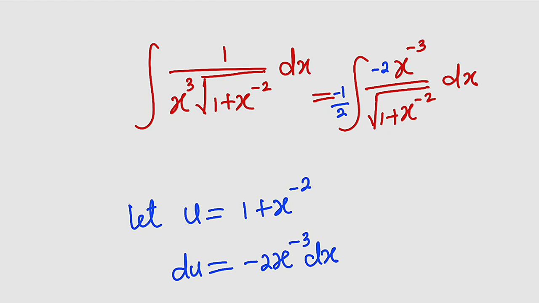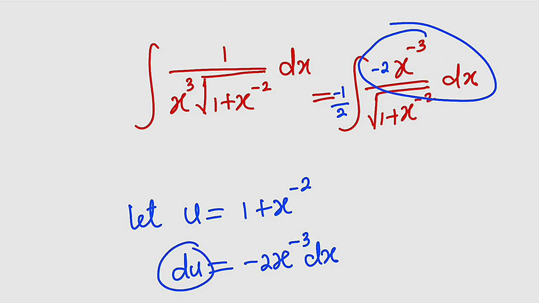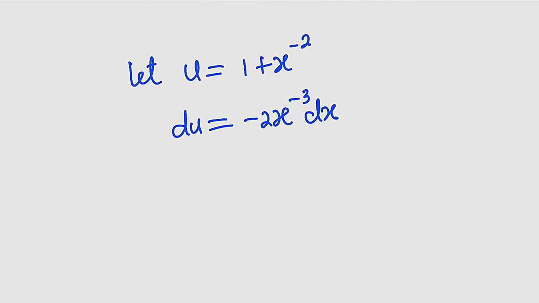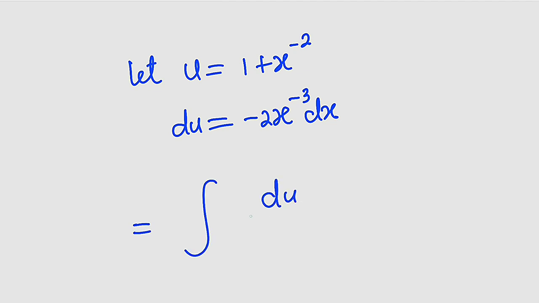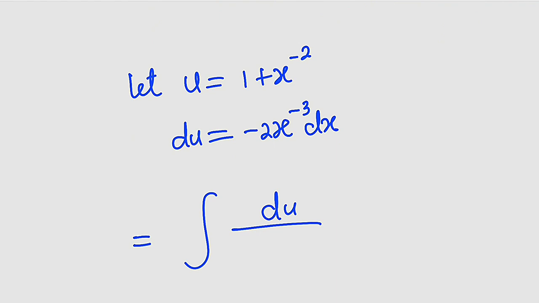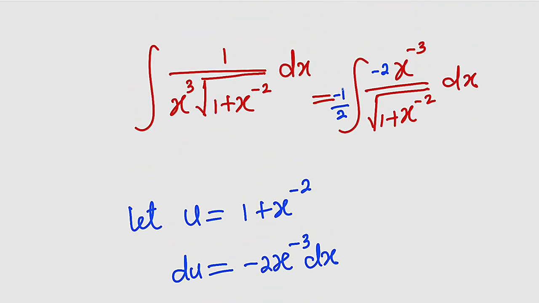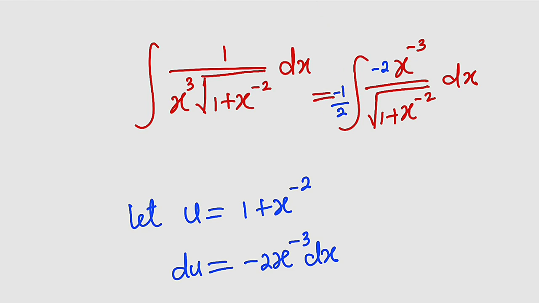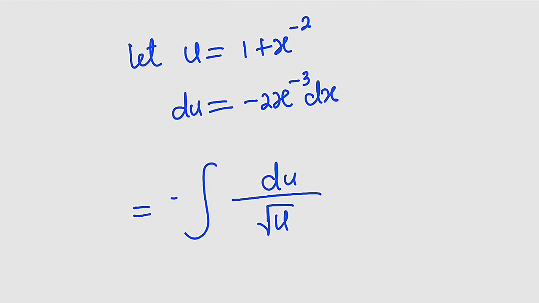All right, from here we can back substitute. The whole of this is nothing but du, right? So to the top we have only du. This is equal to the integral of du to the top. To the bottom we have the square root of, remember that we have let the whole of this be equal to u. So we have the square root of u. But don't forget this negative 1 over 2 outside. We have negative 1 over 2.